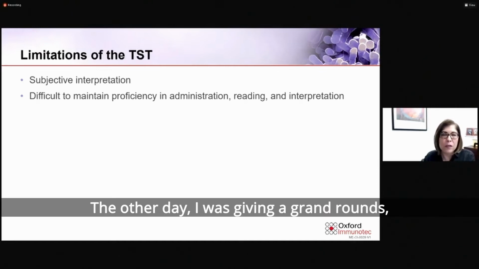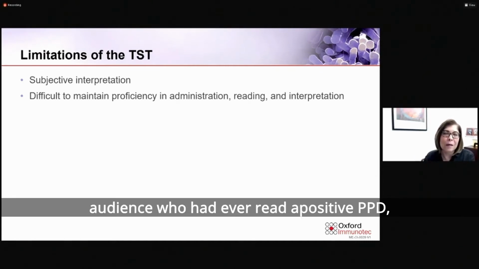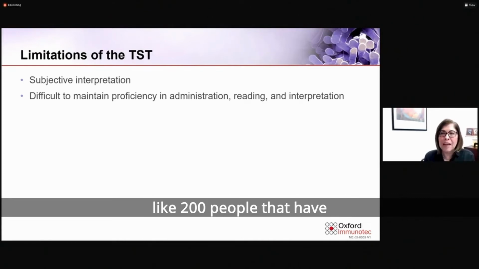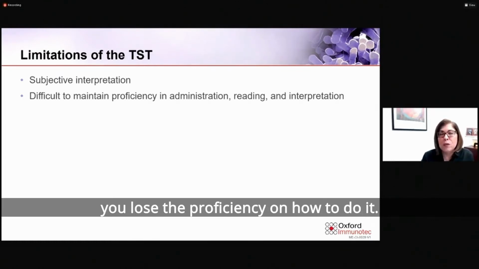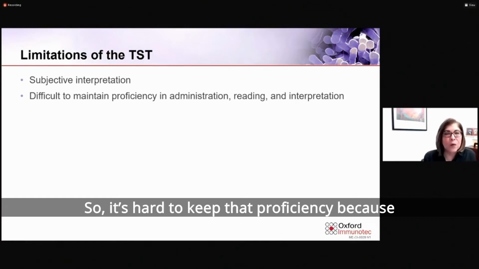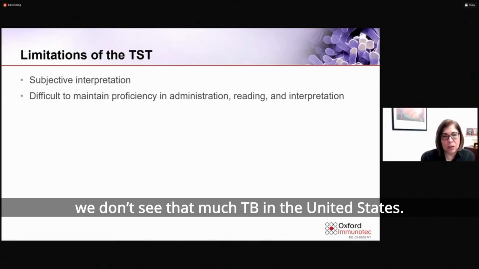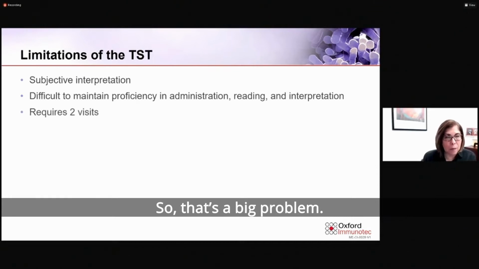The other day I was giving grand rounds and I asked the audience who had ever read a positive PPD, and there were 2 people in a room of like 200 people that have ever seen a positive PPD and read it. So if you've never done it, you lose the proficiency on how to do it. It's hard to keep that proficiency because we don't see that much TB in the United States. So that's a big problem.